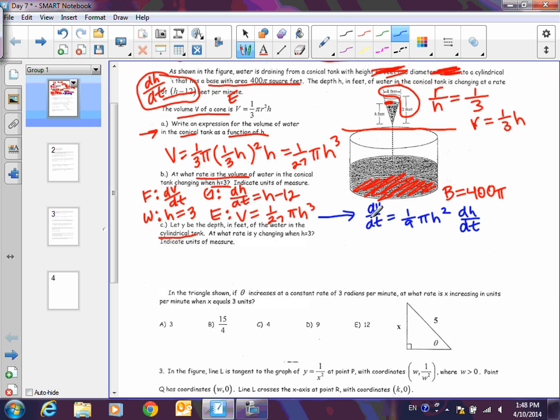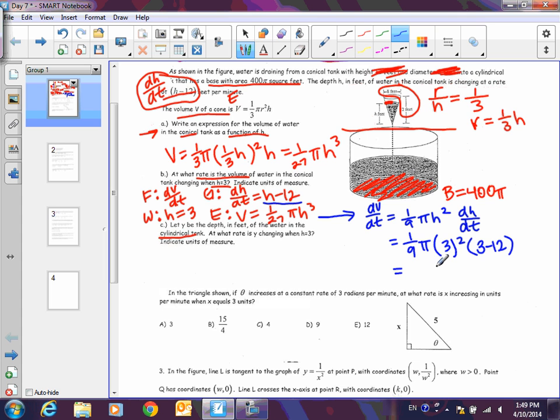Okay, so dV over dt, that's what we're looking for. So all I got to do now is plug in, okay, my h is 3. And my dh over dt is h minus 12. So what am I going to write here? What's h? 3. So instead of writing h minus 12, I'm going to write 3 minus 12, or you could go ahead and write -9 if you wanted to. And you could do this without a calculator. It is quite possible this would be on the non-calculator part.